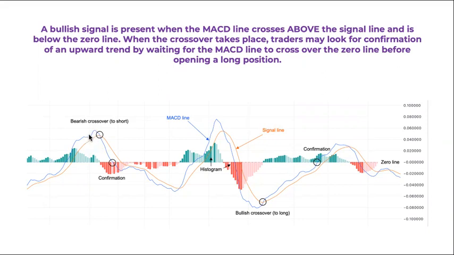When there's a bearish crossover, that means the MACD line crosses below the signal line and it is above the zero line, they will open a short position. Then some traders will wait for a confirmation. They will wait for the MACD to cross below the zero line, then they open a short position.